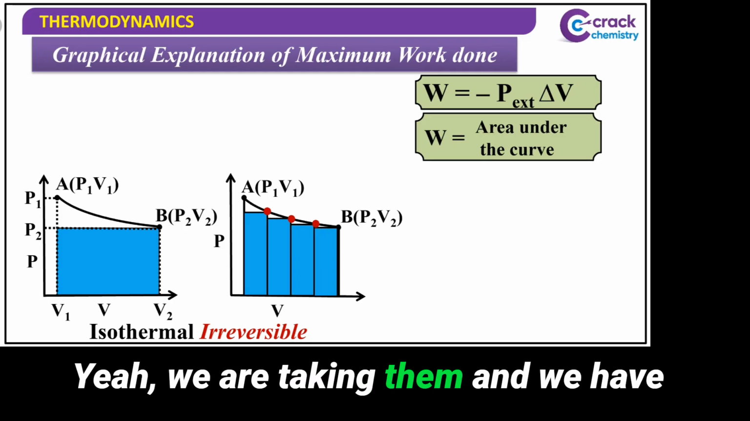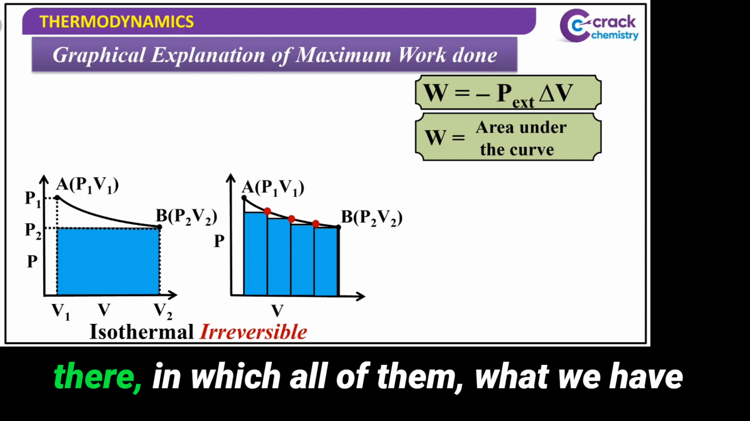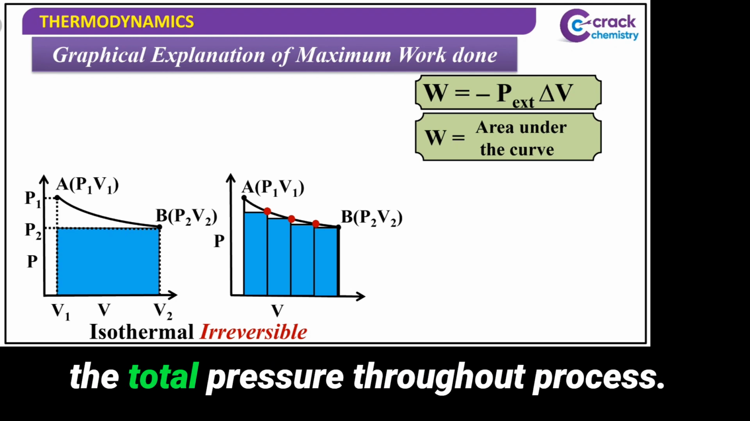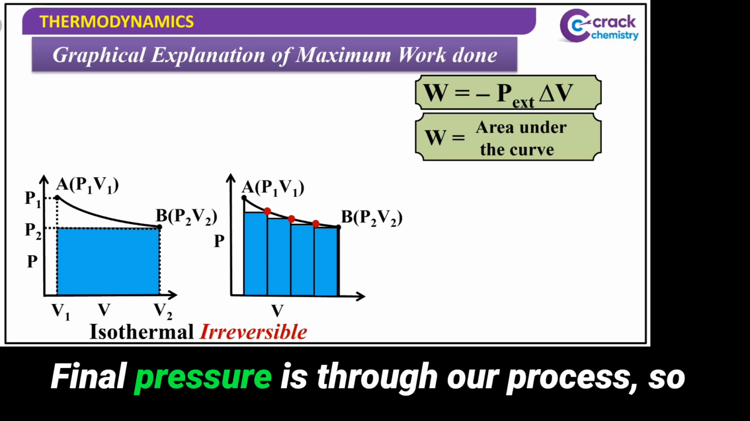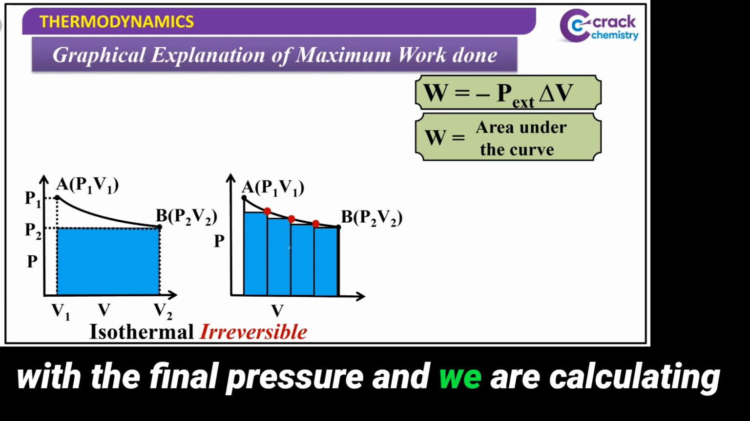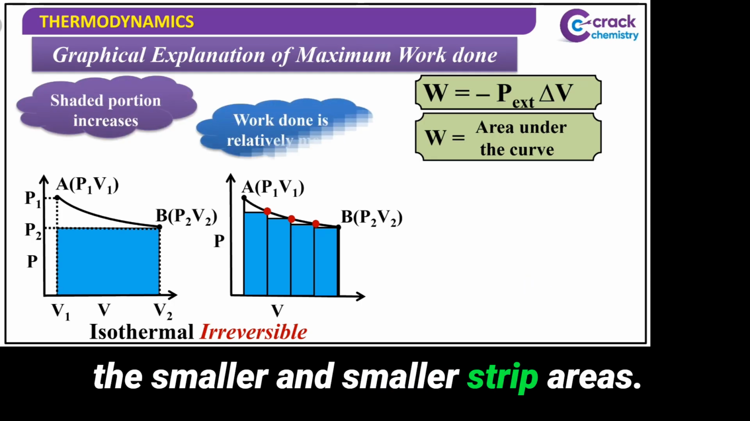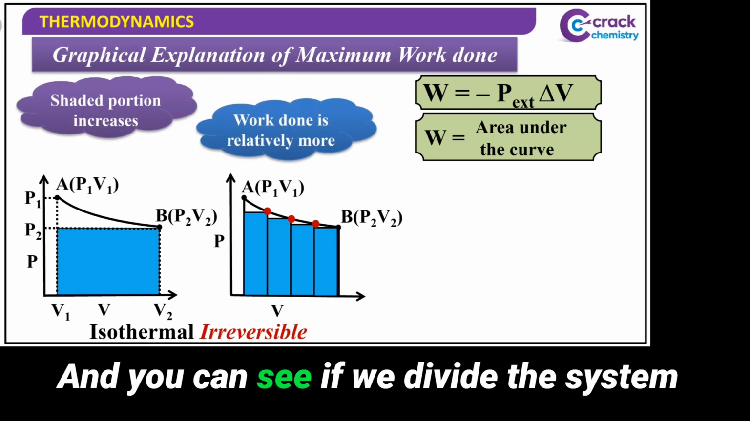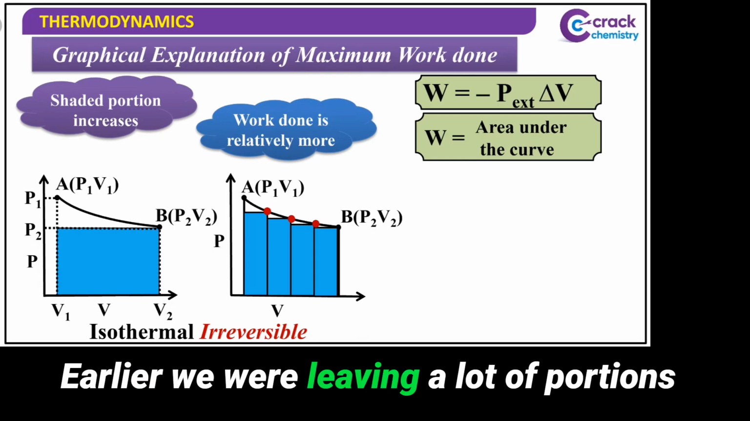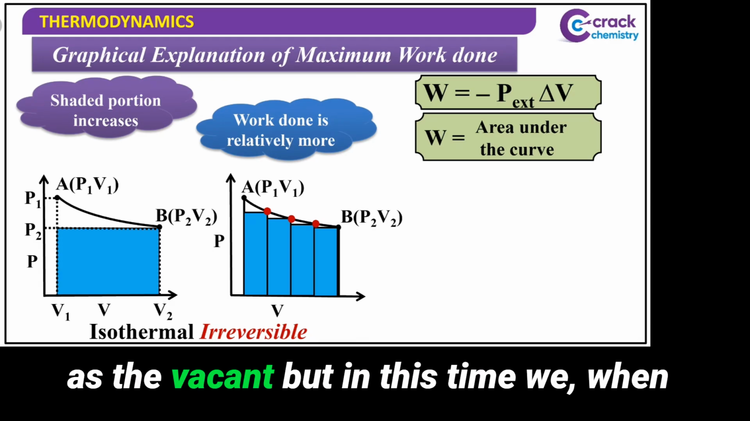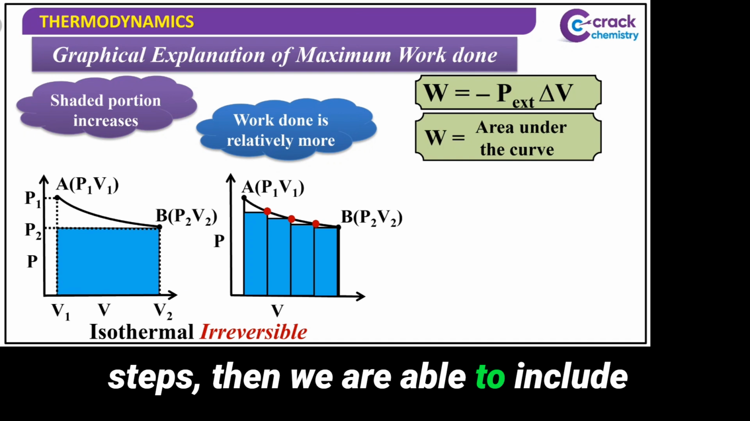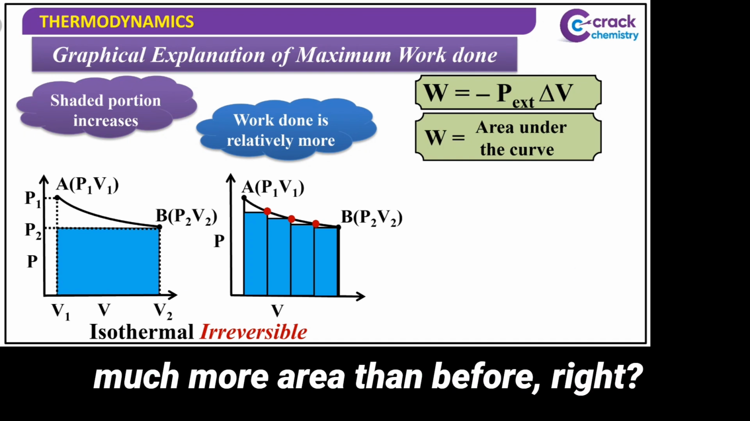In all of them, the final pressure is taken as the pressure throughout. So we are equating the external pressure with the final pressure and calculating smaller and smaller step areas. And you can see if we divide the process into steps, the total area has increased. Earlier we were leaving a lot of portion vacant, but when we divided the process into 4 steps, we are able to include much more area than before, right?